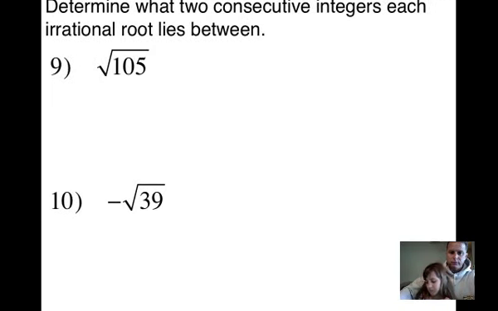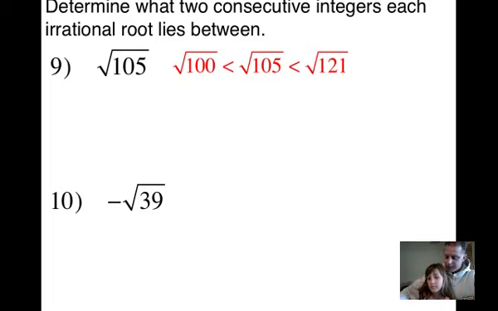2 more. Try these 2 on your own and then see if you get the same answer that Gabby and I get. Gabby's kind of taking a break here. No, you're not? You want to help out?